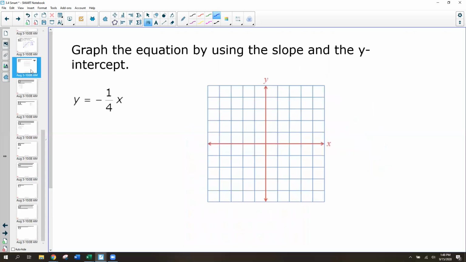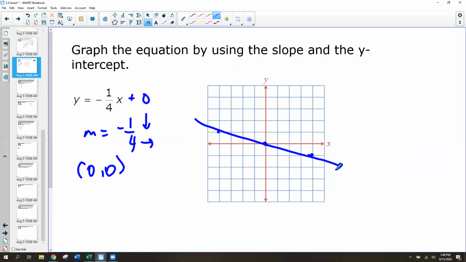All right, do one more. This one's slightly different, right? So in this case, just like before, I have that 0. The slope is negative 1 over 4. So it's going to be down 1, right 4, or up 1, left 4. And then the y-intercept is at 0, 0, just like before. So y-intercept is the origin. Then I'm going to go down 1, right 4, or up 1, left 4. And there is my line.